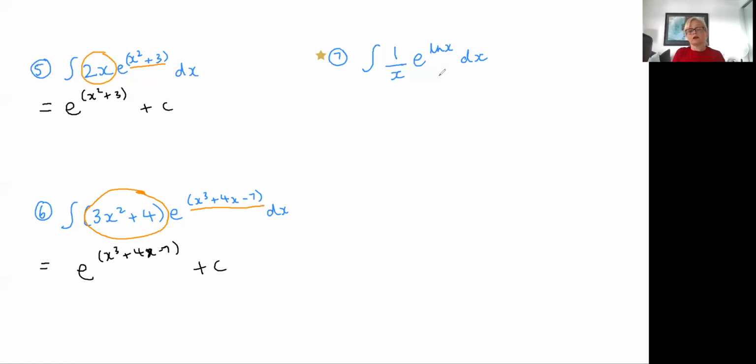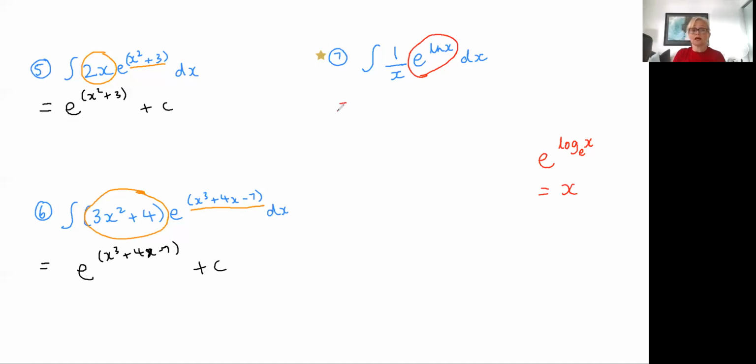Let's have a look at this one. This one is a little bit of a challenge. The reason why it's a bit of a challenge is because what I'm hoping that you will be able to do is to recognise something kind of cool here. e to the natural log of x. What does that mean? It means e to the log of x to base e. What is that? That is just x. You are performing inverse operations.